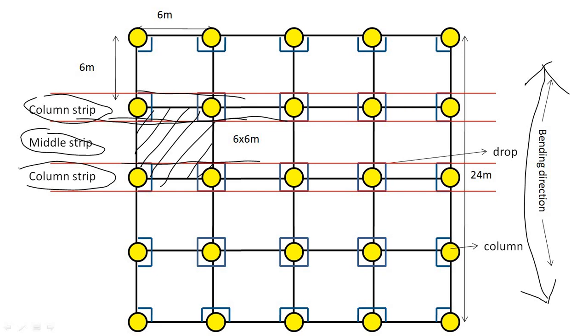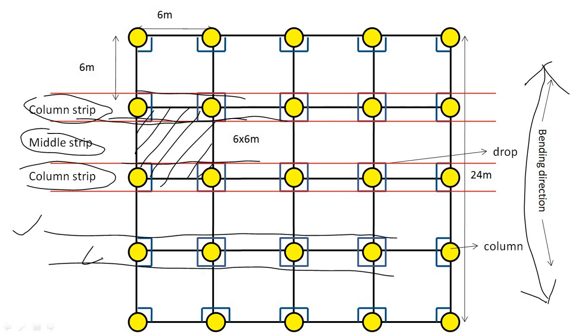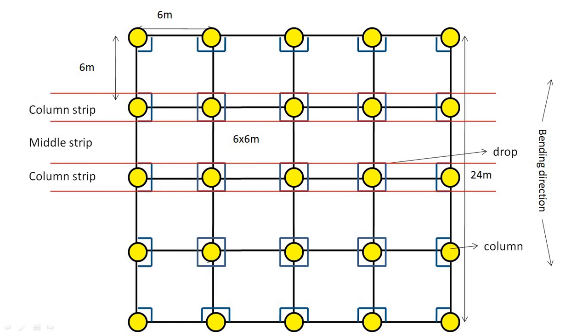Let us see in this span. In this span, this will be the column strip, and this will be the middle strip. So this will be the middle strip, and this will be the column strip. First we have to be clear about what the column strip and middle strip are. They are perpendicular to the bending direction.